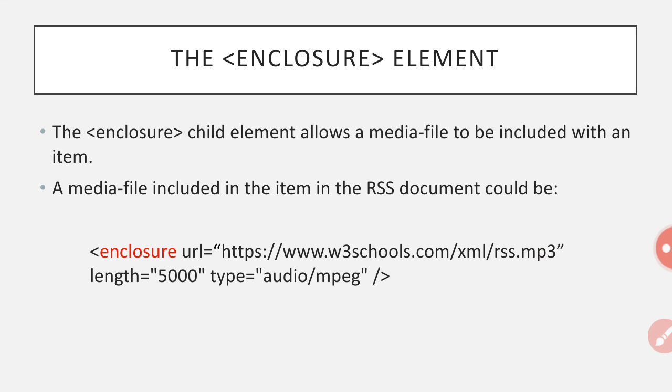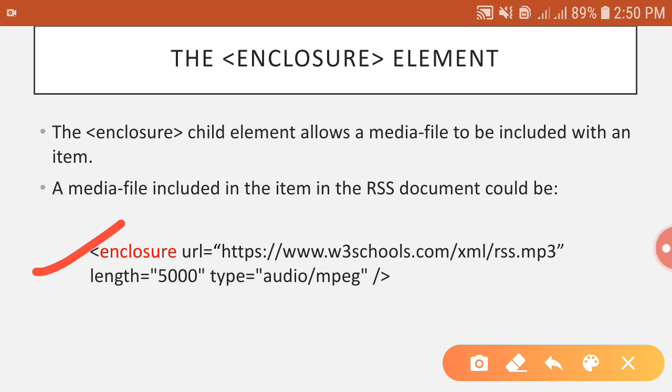The next optional child element of the item element is enclosure. The enclosure child element allows a media file to be included with an item. Okay, you can include a media file with an item this way. As shown here, the enclosure element has three required attributes. Pay attention here. Enclosure has three required attributes, not elements.